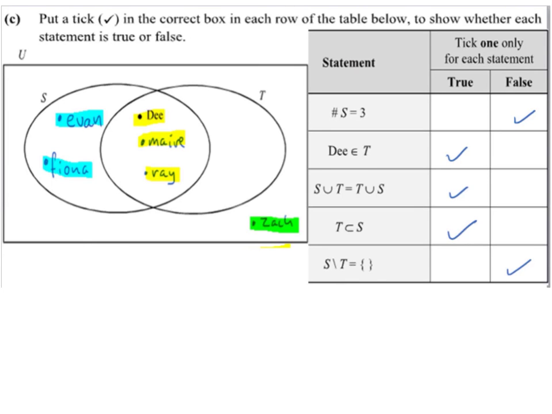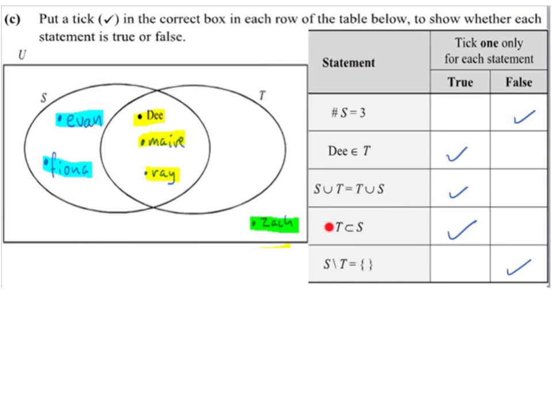The next statement says that S union T is equal to T union S. So S union T basically means all the elements in S and all the elements in T put together. So Evan, Fiona, Dee, Moira and Ray. And then T union S means the exact same thing. All the elements in T and all the elements in S put together. So yes, that is true. They are equal.